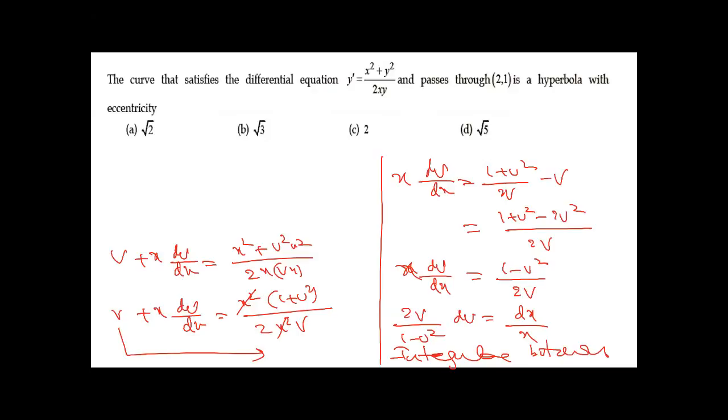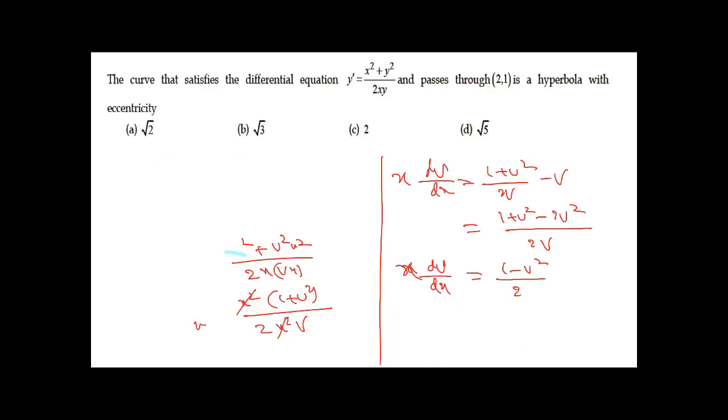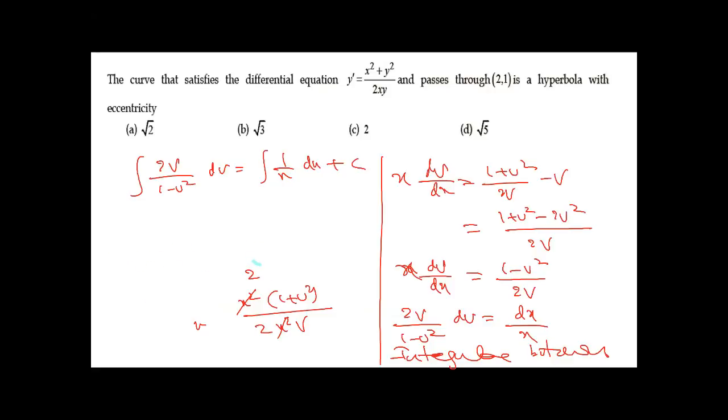Now, integrate means 2v by 1 minus v square dv equal to the integral of 1 by x dx plus c. Now, how to integrate the first term, the LHS? How to integrate LHS? Anyone guesses?